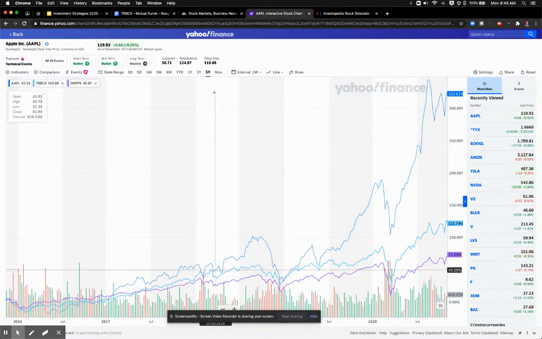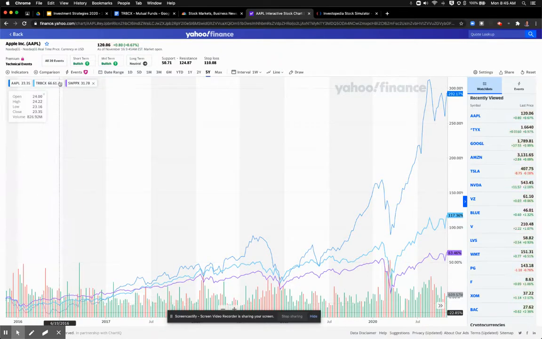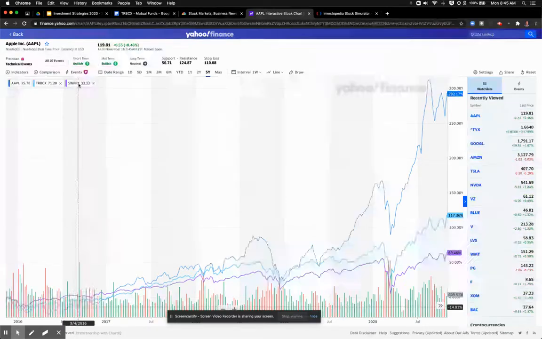Right now, this is a 5-year chart. Over the past 5 years, if I invested in Apple, I would have earned a 322% return. Not bad. Nobody would be upset about that. Now, this TRBCX is a mutual fund. This is a T. Rowe Price Blue Chip mutual fund, and you're going to learn more about it in just a little bit. And this last one, SWPPX, is what we'll call an index fund or an ETF, and you'll learn more about that as well.